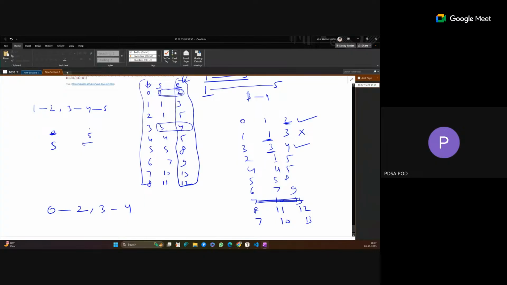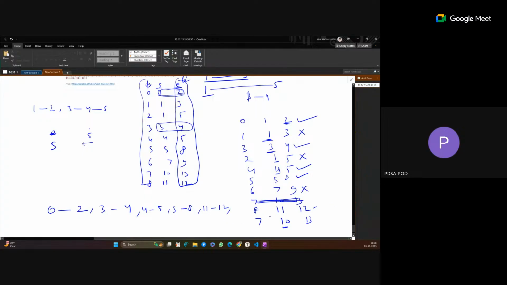Now again 1 is smaller than 4, not selected. Now 4 is equal to 4, so 4 to 5 will be selected. Next is 5 to 8, which will also be selected. Now this 7 is smaller than 8, so it cannot be selected. Now 11 is greater than 8, yes, so 11 to 12. Now this 10 is smaller than 12, so we cannot select it. So you can see 1, 2, 3, 4, 5, so we have selected 5 activities. This is the optimal solution.